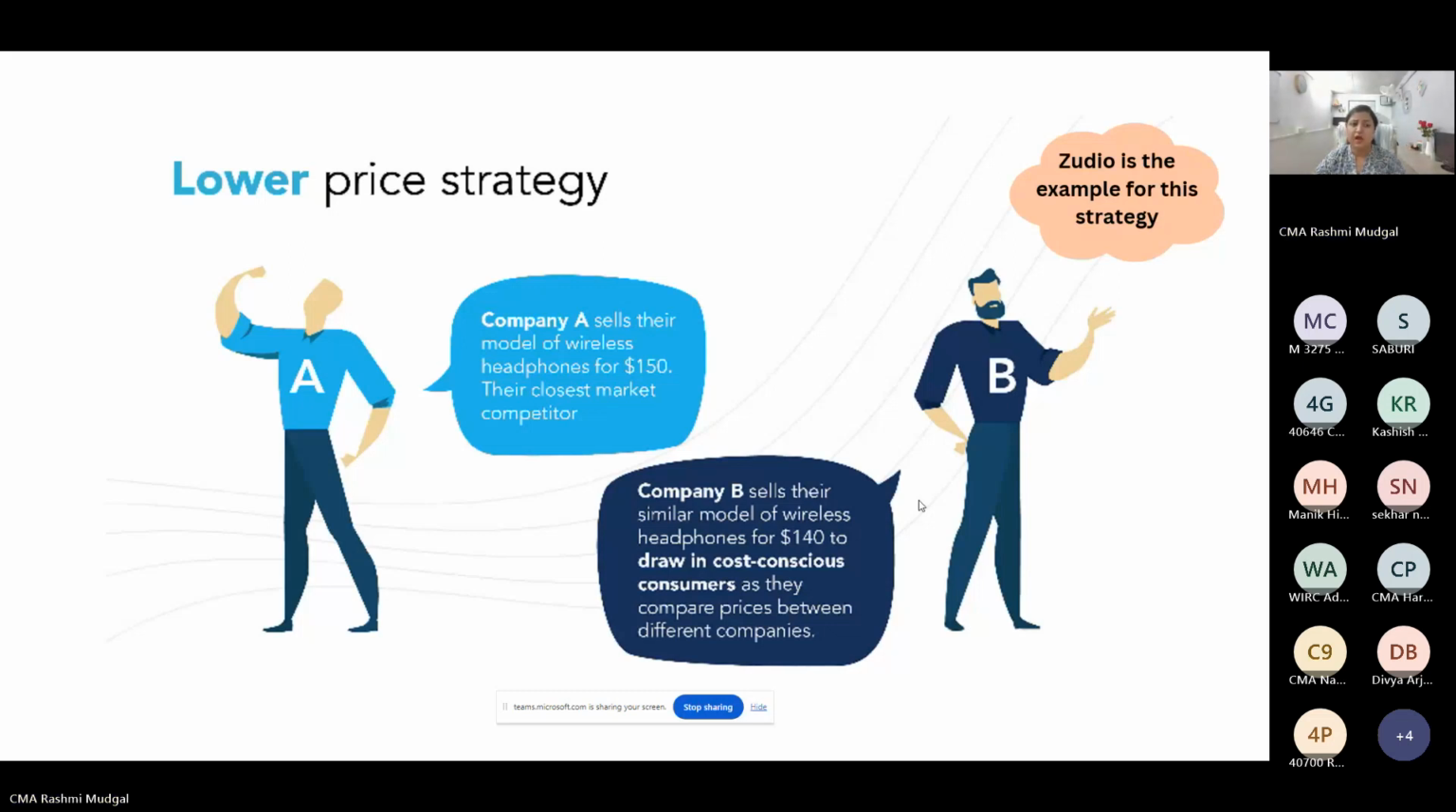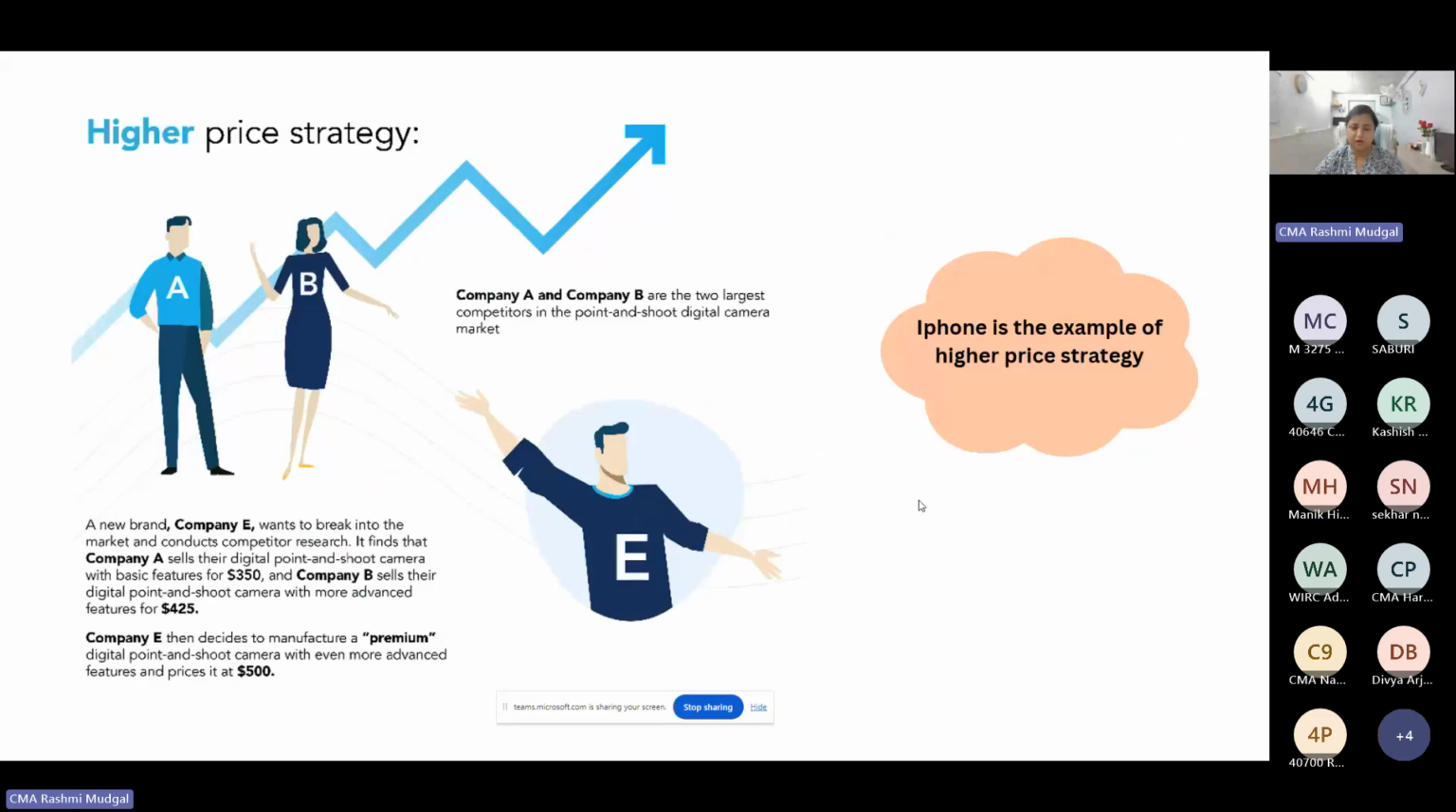Next is the higher price strategy. What happens in the higher price strategy? I try to be different. I try to be quality dominant. In this example, iPhone is a good example of the high price strategy, where I don't want to compete on price with my competitor, because I think I am giving you better quality, better innovation, better interface, better technology at the higher price.